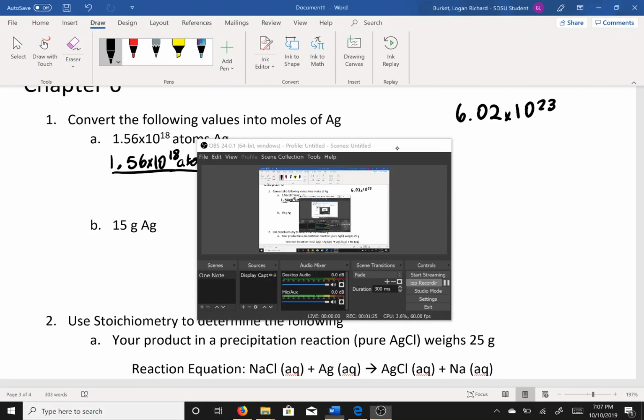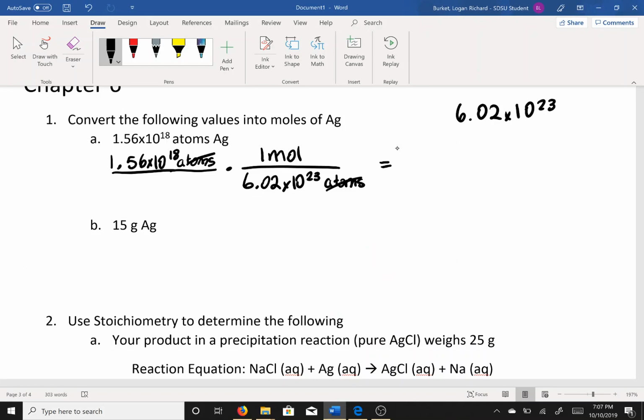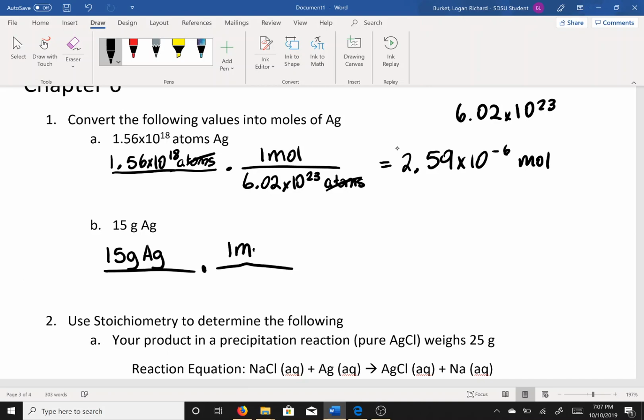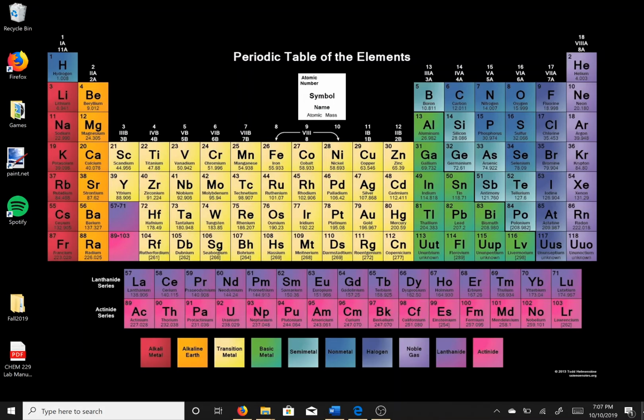So I figured I'd do the calculation off camera. The answer is 2.59 times 10 to the negative 6th moles. So now let's do 15 grams of Ag. We start out with 15 grams of Ag on top, and now we go to our periodic table, which is where we find the molar mass, which basically tells us how many grams of silver there are in 1 mole.